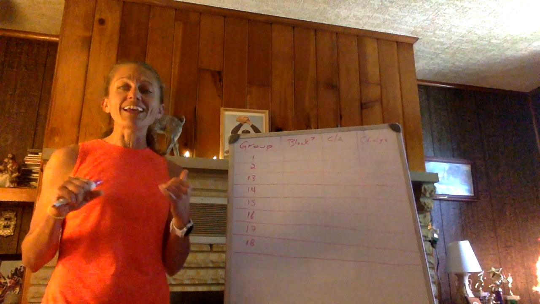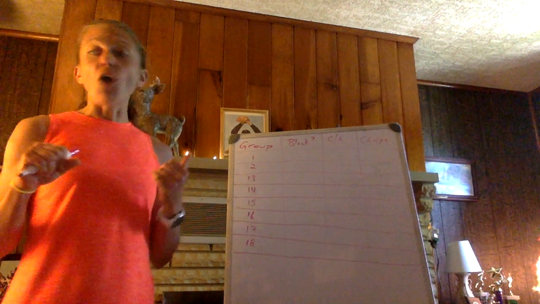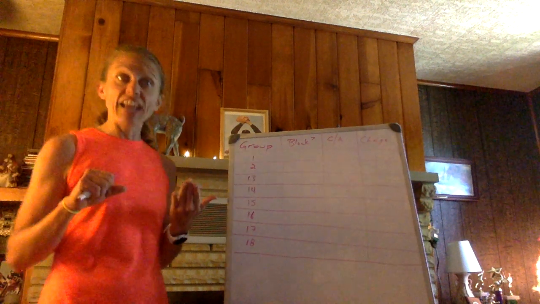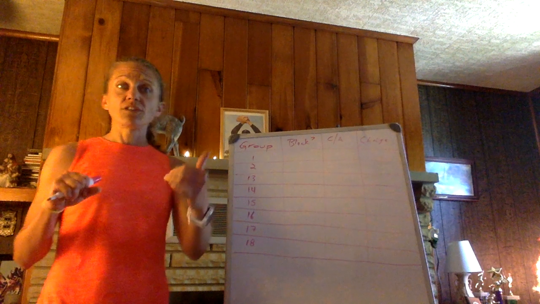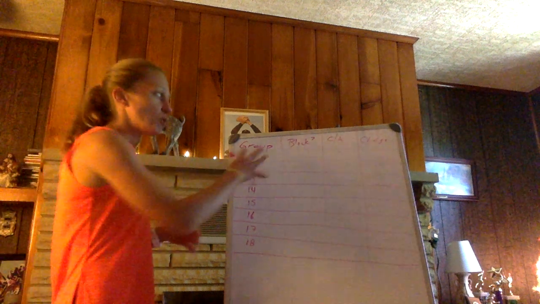So when we're looking at an ionic compound, they're often made up of a cation and an anion, or a metal and a non-metal. And we always put the cat first.